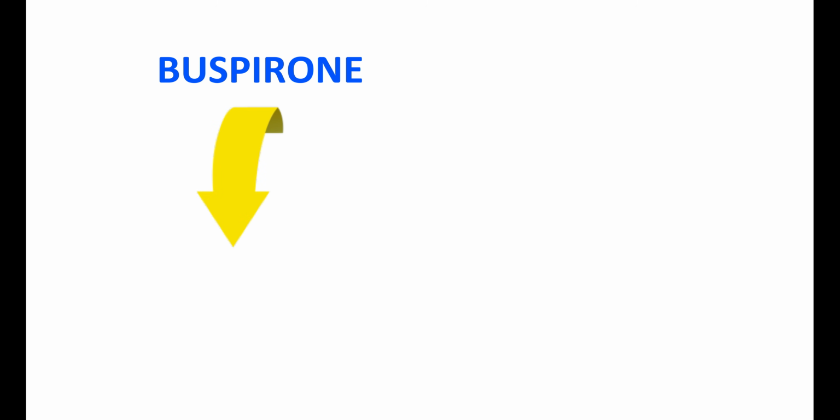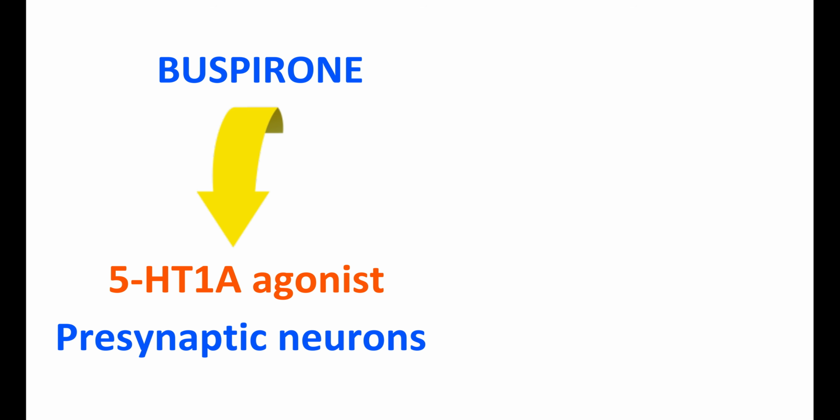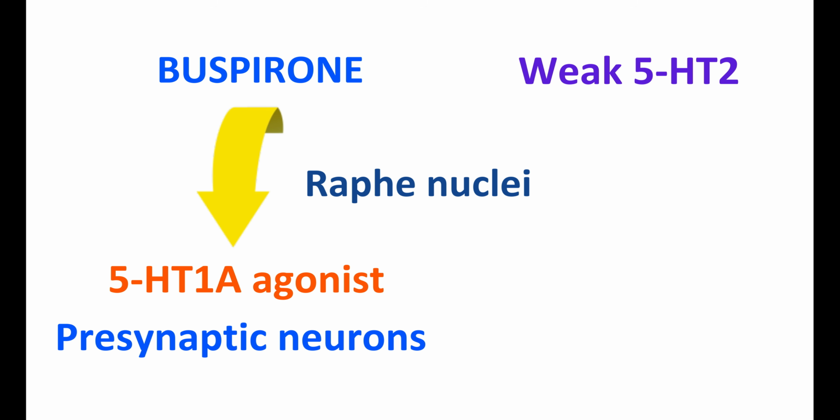Buspirone acts as a partial agonist at 5-HT1A receptors. These 5-HT1A receptors are located at presynaptic neurons and they are autoinhibitory in nature. They inhibit the release of serotonin. Particularly, Buspirone inhibits this release at the raphe nuclei. It also shows weak agonist activity at 5-HT2 receptors at postsynaptic neurons. This medication can also act by dopamine D2 receptor antagonism. So the main action of Buspirone is on the serotonin receptors.